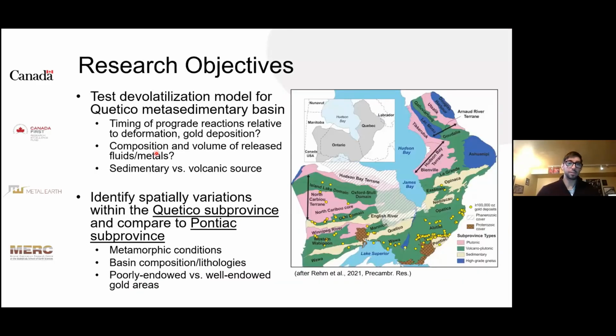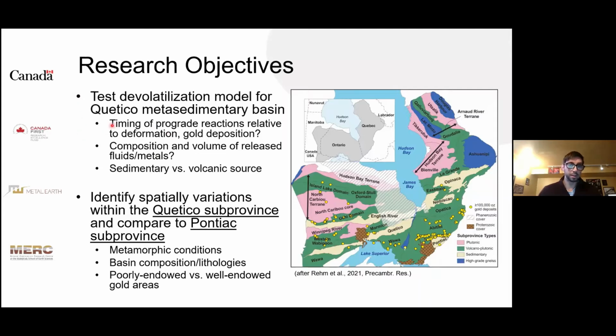Okay, so the two main objectives we want to answer with this are, first, we want to test the devolatilization model for the Pontiac metasediments and potentially any volcanic rocks associated with that.